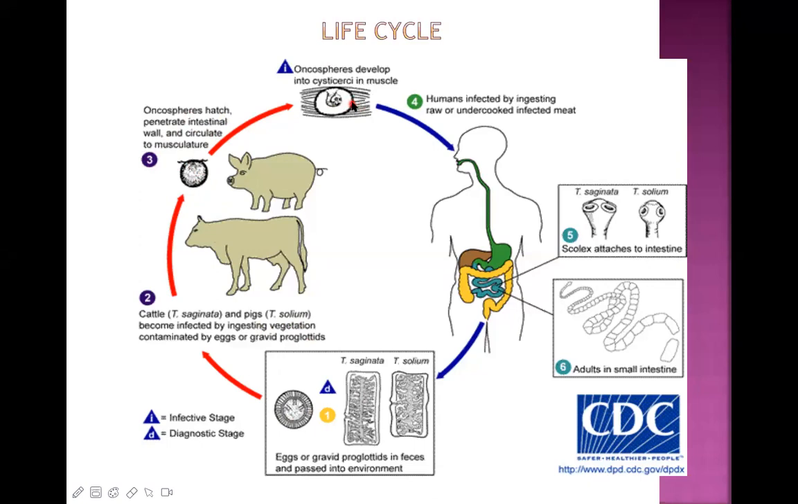Now if a human being eats this meat without properly cooking, that is raw or undercooked, it will enter the GI tract of the human being. If we properly cook, these will die. And inside the intestine, they will become adult. Look at the adult, how long it is. Exactly like a ribbon-like structure, very long. This is the scolex. Okay, this scolex gets attached on the surface of the intestine and the body will be prolonged. So this is how the life cycle of tapeworm is completed.